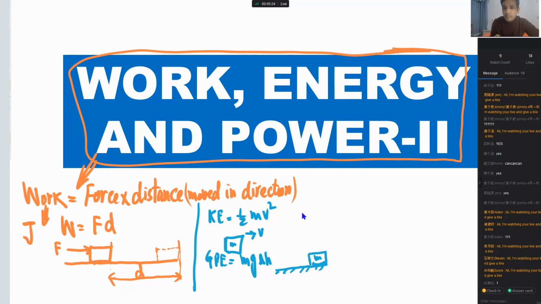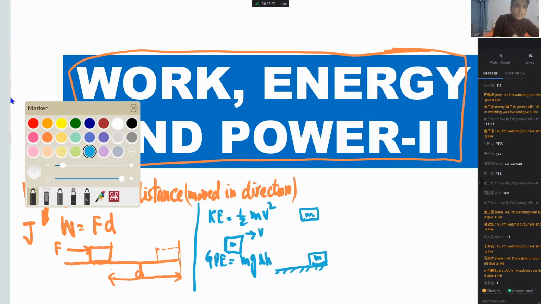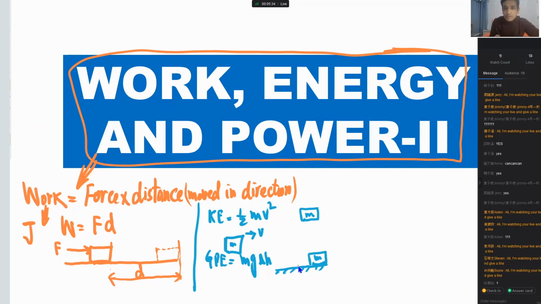If we raise this one to a certain height, and we need to calculate what is the change in GPE, simply what you need to do is you will take this change in height. If you take this change in height, you can calculate change in GPE. So change in GPE is mg delta h. So this is how you can calculate.